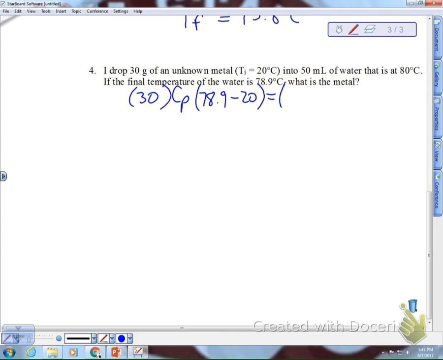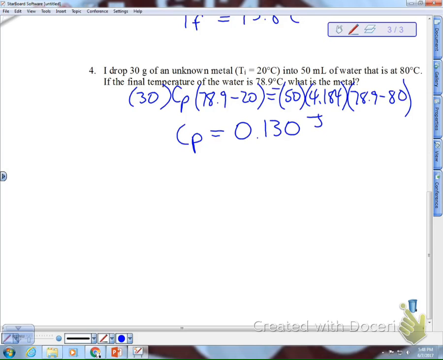Alright, now the water, we have a negative sign, 50 grams, 4.184, and 78.9 minus 80. And you're thinking, wow, that's not much of a temperature change. Nope. Water has a very high specific heat, so you don't get much of a temperature change. So just sorting through all the algebra here, rearranging your variables, or your numbers, you get the variable by itself. The specific heat comes out to be here 0.130 joules per gram degrees Celsius.